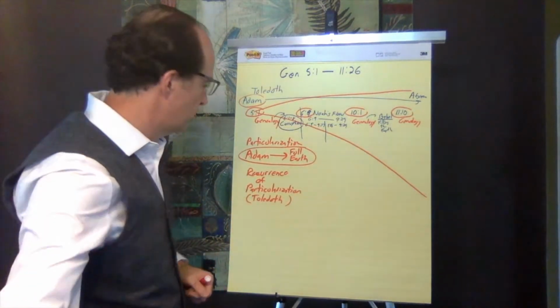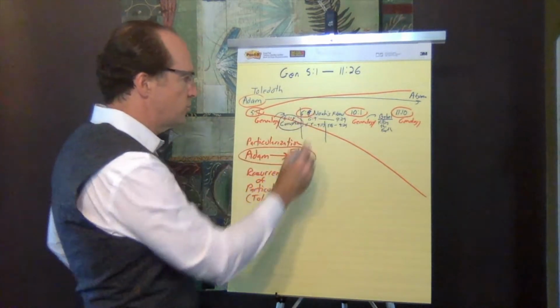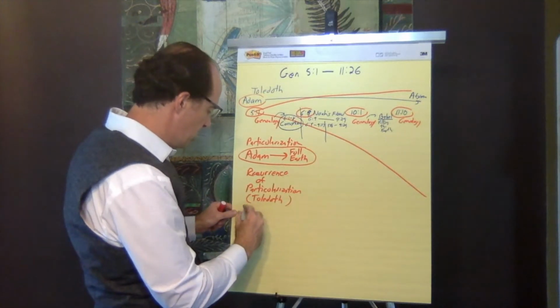Now, let me get a little different color in here. We obviously also have a recurrence of genealogy.